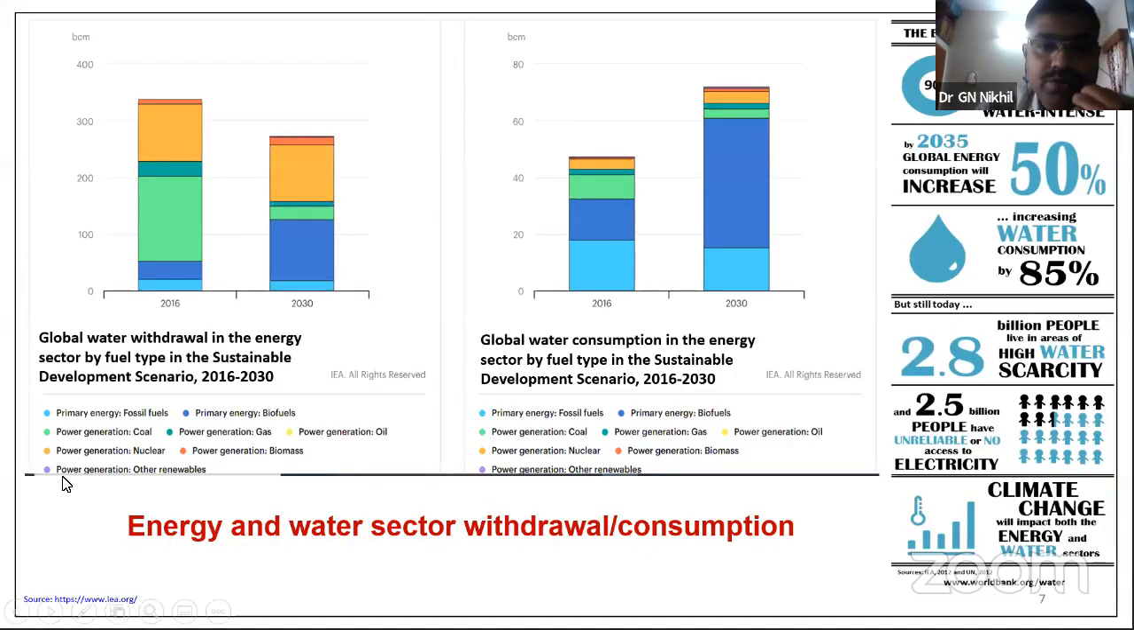And then I would like to share another data. This is the water and energy sector withdrawal and consumption data, which is again taken from the International Energy Agency data. So if you see this particular graph, which is from 2016 to 2030, this is global water withdrawal in the energy sector. That is how much water is being withdrawn in the energy sector by fuel in the sustainable development scenario from 2016 to 2030.